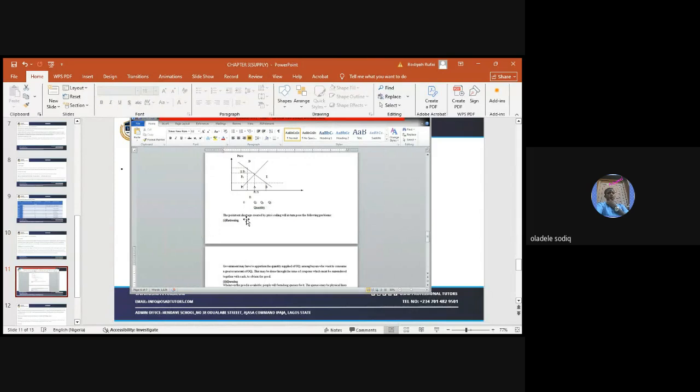We have price. So the persistent shortage created by price ceiling will in turn force the following problem. What we are saying here is that the moment there is a maximum price, look at this place. This is the maximum price that you can sell. This is price. We have demand. This is for demand, and this is for price. The point at which these two meet is what we call the equilibrium point.